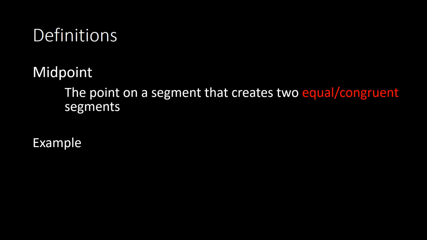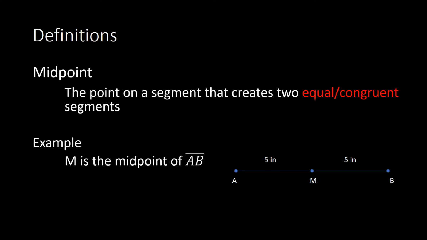So for example, here is a segment AB which has a point M in the middle. And let's say that AM and MB both were 5 inches. Then we can conclude that M truly is the midpoint of AB because it has created 2 congruent segments, where AM is congruent or equal to MB.